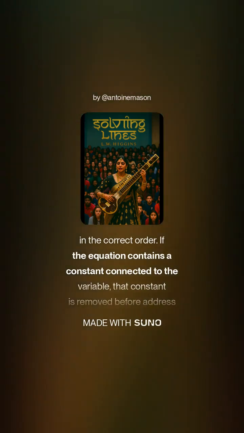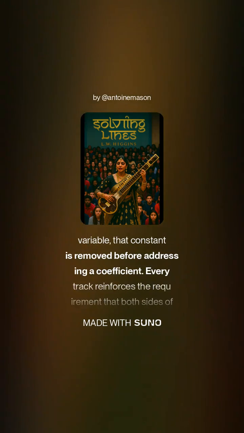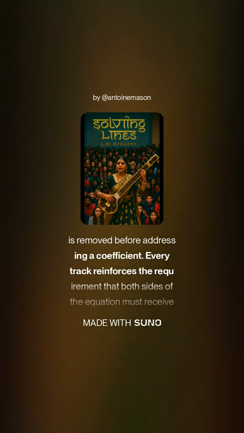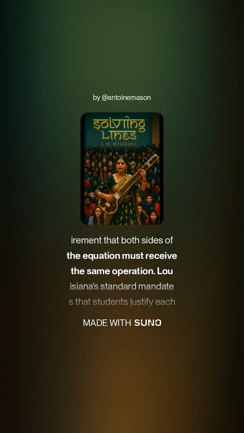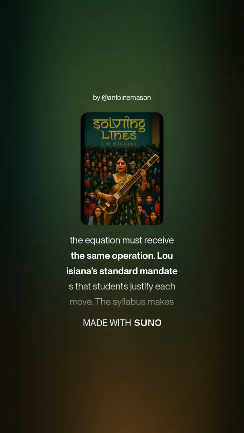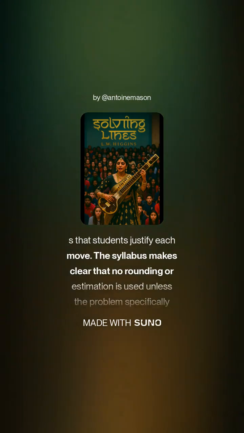If the equation contains a constant connected to the variable, that constant is removed before addressing a coefficient. Every track reinforces the requirement that both sides of the equation must receive the same operation. Louisiana Standard mandates that students justify each move.